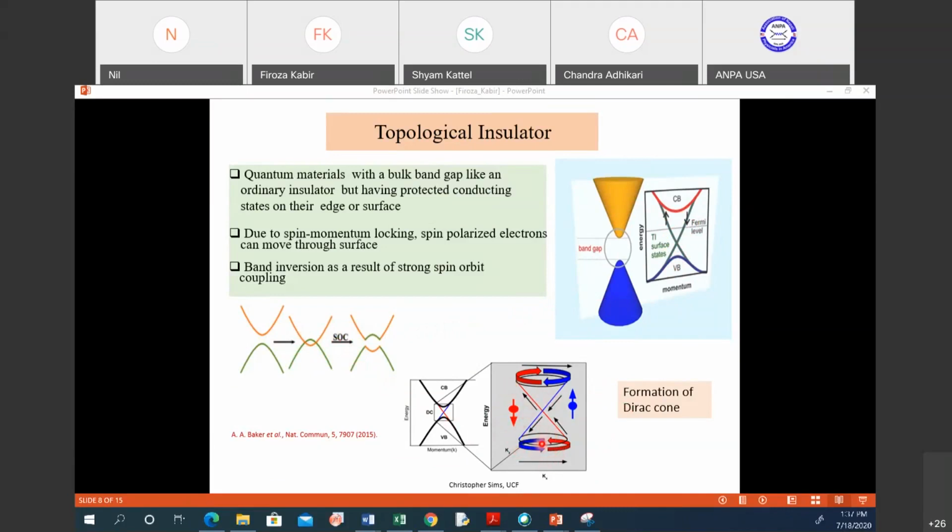In our current system, we have this kind of Dirac cone. That could be possible in between the conduction band and the valence band. This kind of crossing is called the Dirac cone of this topological insulator.